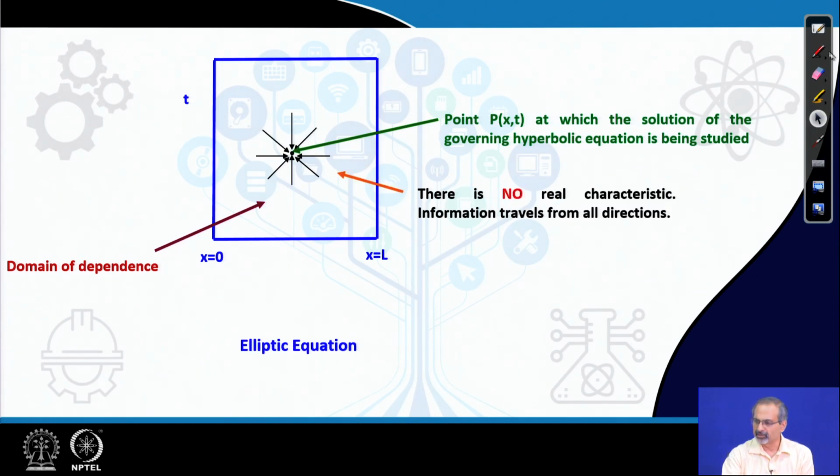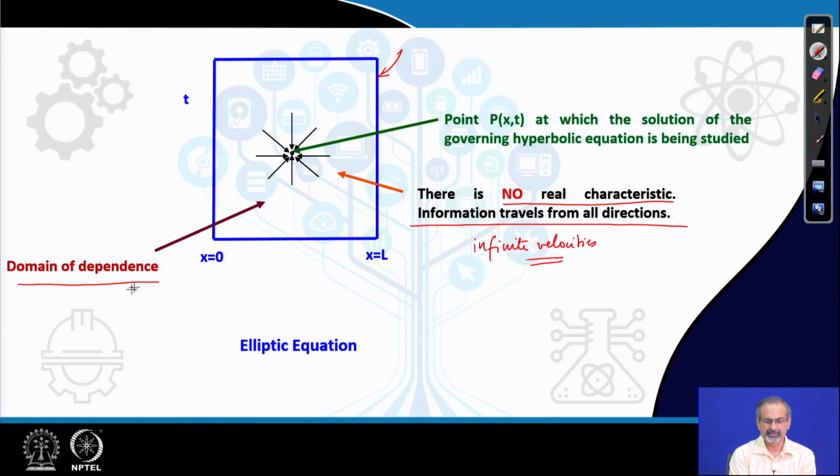When it comes to elliptic equations, how does it look? We have first of all a closed domain, and then if you are looking at that point p x t, since there are no real characteristics, information travels from all directions first of all, and it travels at infinite velocities. There is no time delay for the disturbances or information to propagate to that point and influence that point. Therefore, the entire region is the region of dependence or domain of dependence, which influences that point.